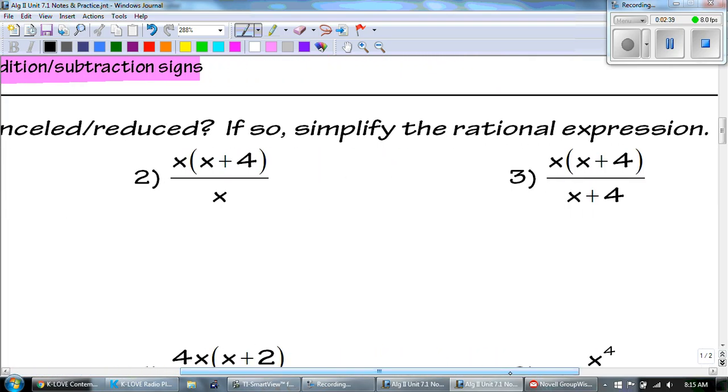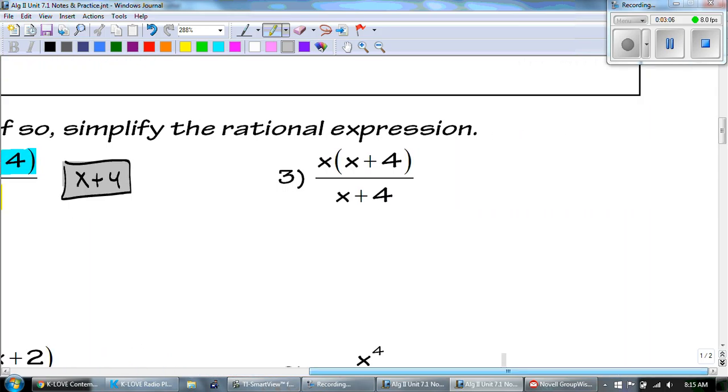Now for 2, I have a monomial with the polynomial, and on the bottom is a monomial. And those are the same, so I can cancel out my x's, and the only thing that I'm left with is x plus 4. So this is simplifying. Everything that is the same, I can cancel out.